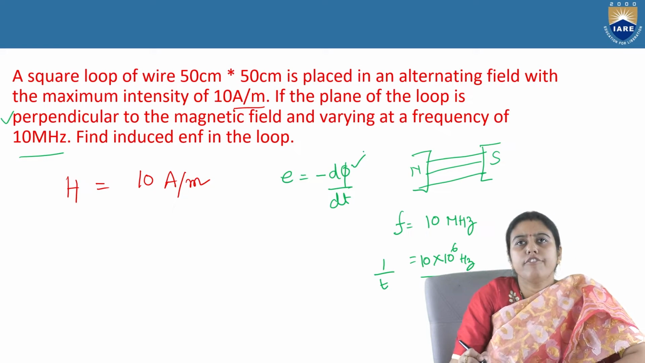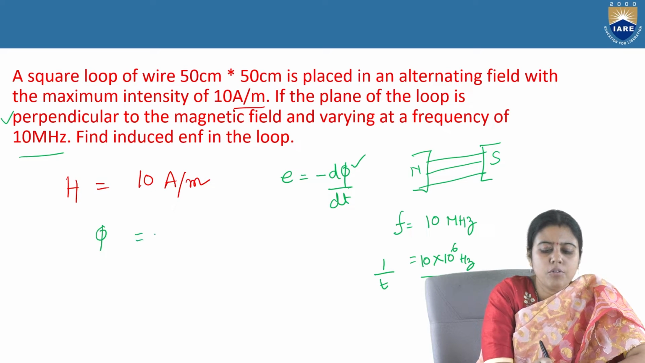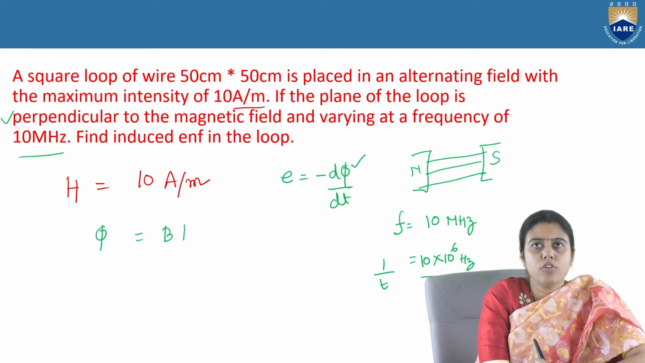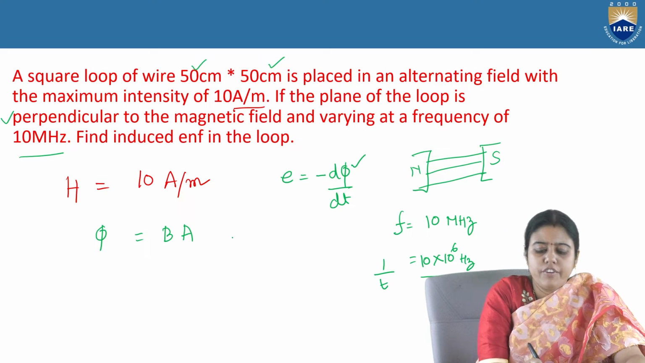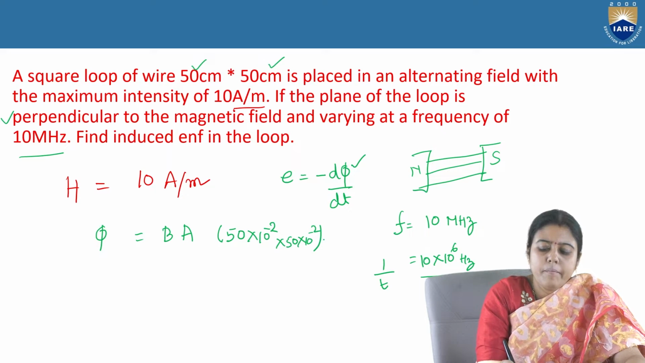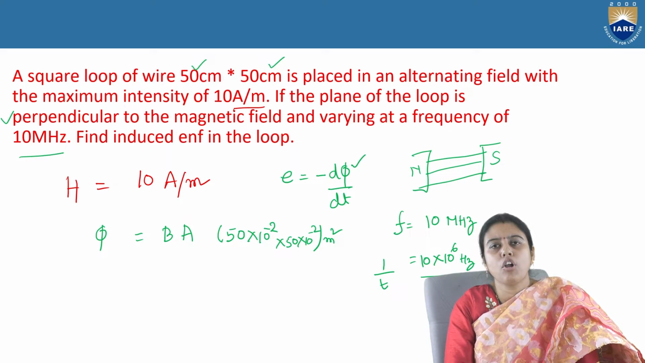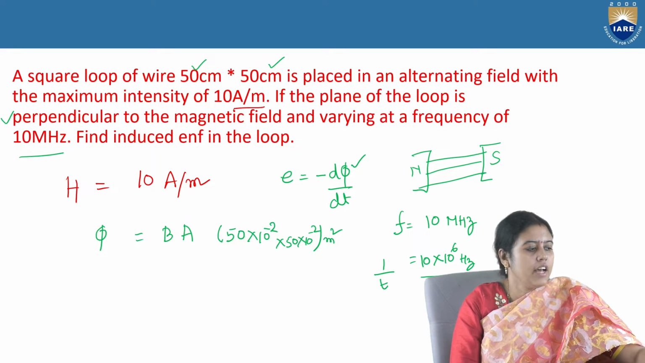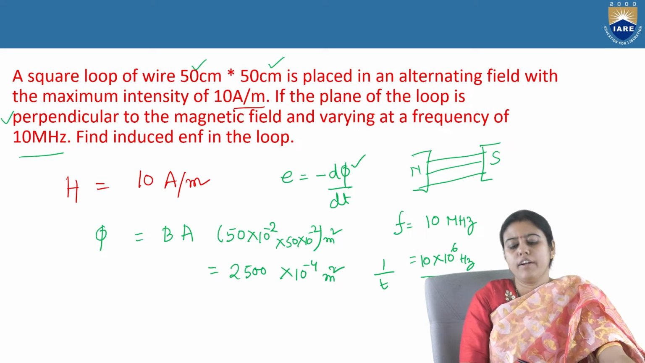Now we have to calculate phi. How to calculate phi? Phi is equal to B, the flux density, into the cross-sectional area. What is the value of the cross-sectional area? 50 centimeter into 50 centimeter. So A is equal to 50 into 10 to the power minus 2 into 50 into 10 to the power minus 2 meter square. Remember one thing, we are using only SI units, so we always take the unit in meters, not centimeters. So 50 into 50 means 2500 into 10 to the power minus 4 meter square.